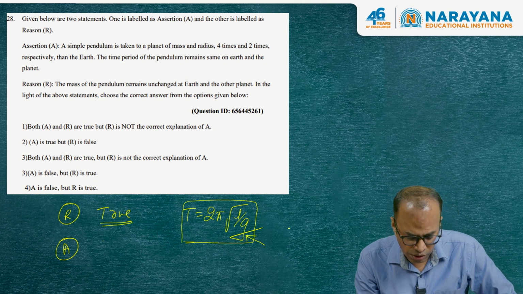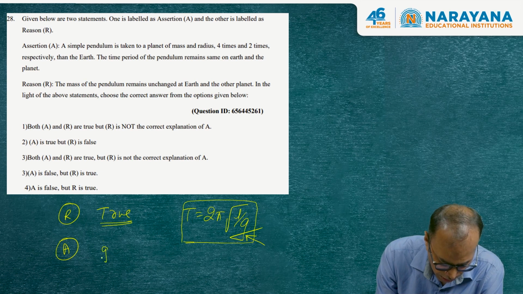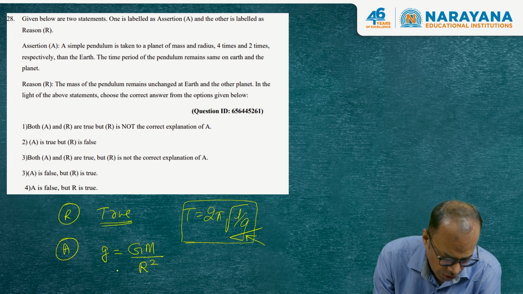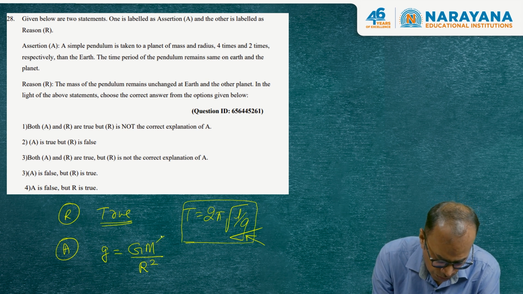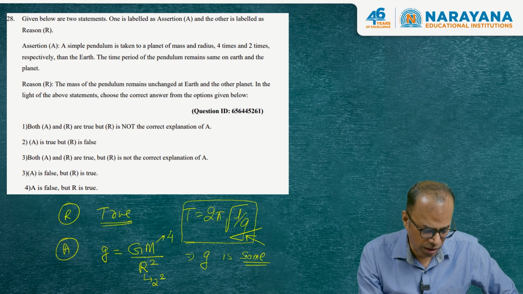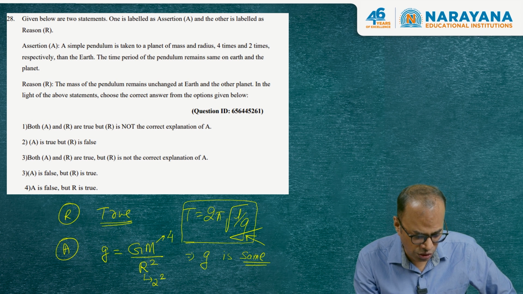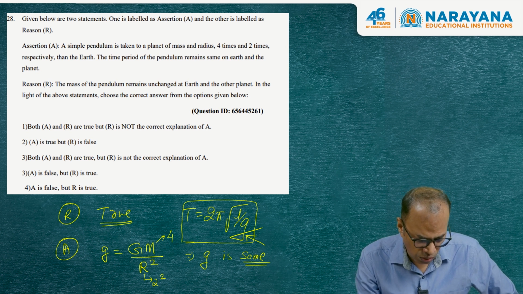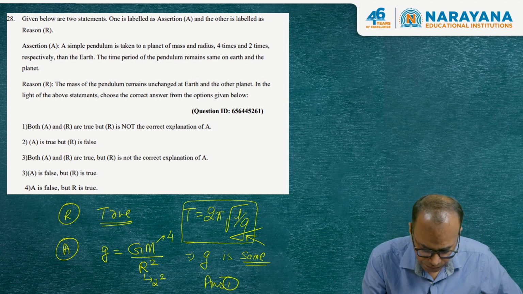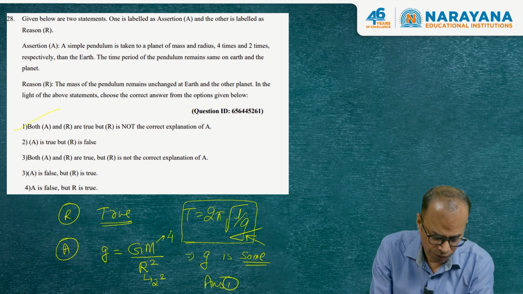So it is about acceleration due to gravity. The gravity value is given by G times mass of the planet divided by square of the radius of the planet. Now the mass has become 4 times and radius has become 2 times. So radius squared will become 4 times and therefore g remains the same. And if g remains the same, then the time period will remain the same. So assertion is true, reason is also true, but it is not the correct explanation. So answer is 1. So correct answer is 1.